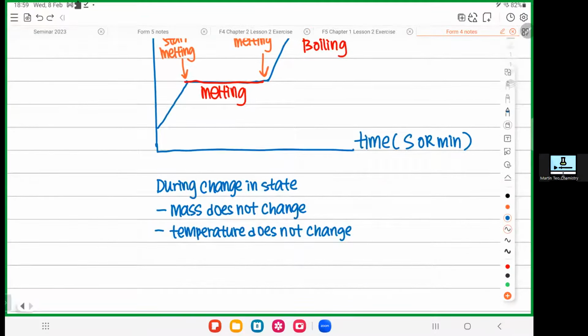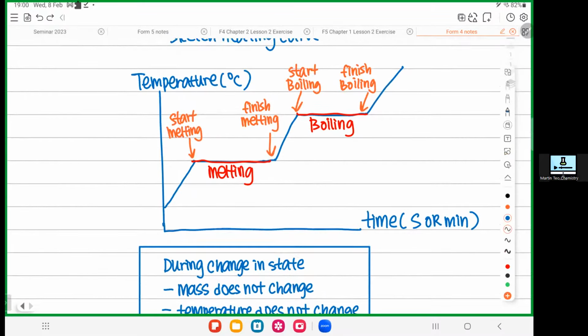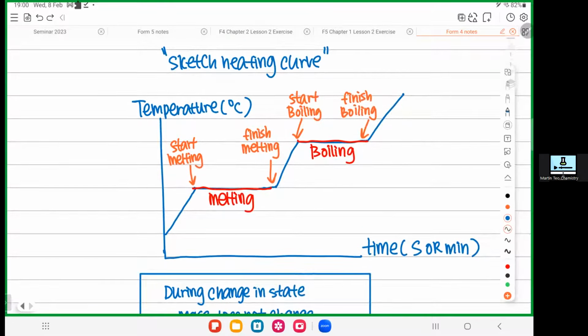Now we will go on a little bit more. I'll teach you how to do the analysis. So what is the melting point? The melting point is the temperature where melting happens. So this is melting, and temperature is on the y-axis. You come here and read this temperature. Let's say the temperature is 70 degrees Celsius. So the melting point is 70 degrees Celsius.